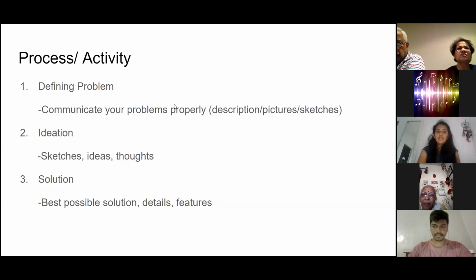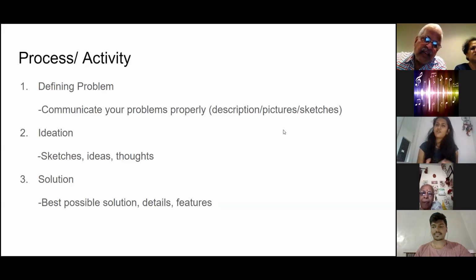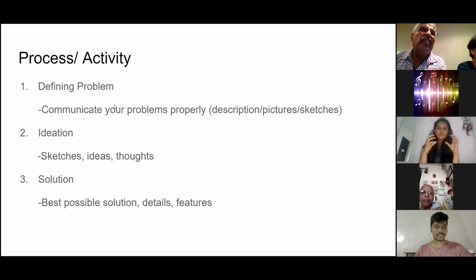It would be very nice if you can communicate that problem in an effective manner. You could write a short description or a short narrative about how you came about that problem, or use a picture, or if you're comfortable with sketching and think that sketching is a better way to show it. You could spend about 10 minutes on picking and explaining your problem.